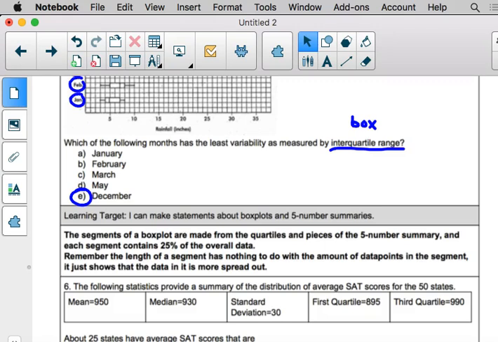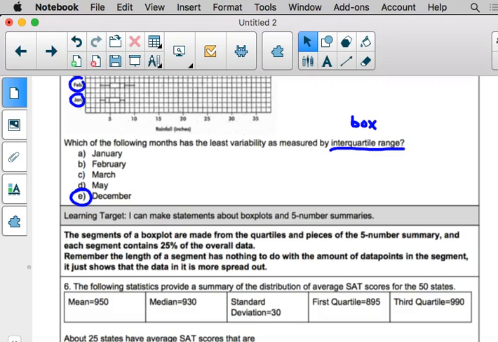So remember, the length of the segment has nothing to do with the amount of data in it. All it shows is that the data within it is more spread out. So you're going to be very, very careful that you're not trying to compare the amounts. The lengths of the boxes themselves have nothing to do with the amount of data in it, simply how spread out that 25% of the data is.